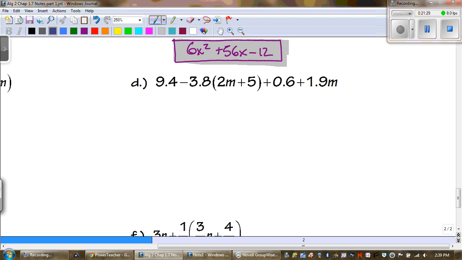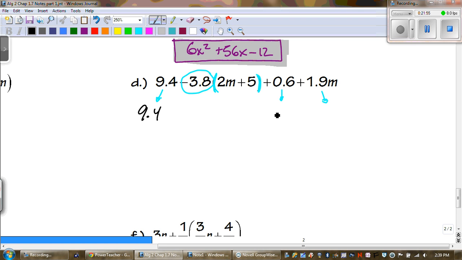All right, D. D, we have to be careful. We have to sort through to find out what we are distributing. All right, now find the parentheses, and it's the number right out front. Okay, so everything else comes straight down. We're not even going to do anything with it. You can write it down right now. 9.4 plus 0.6 plus 1.9m.